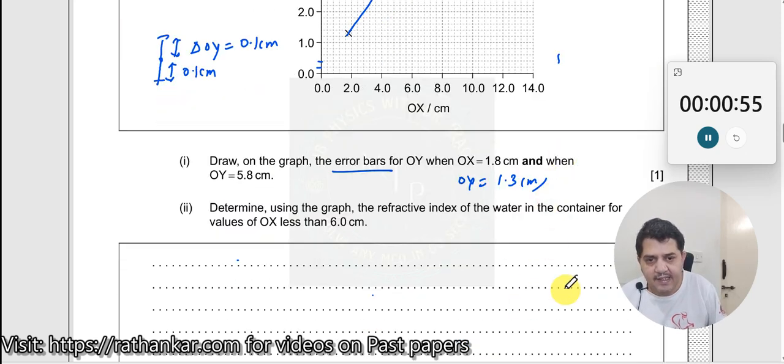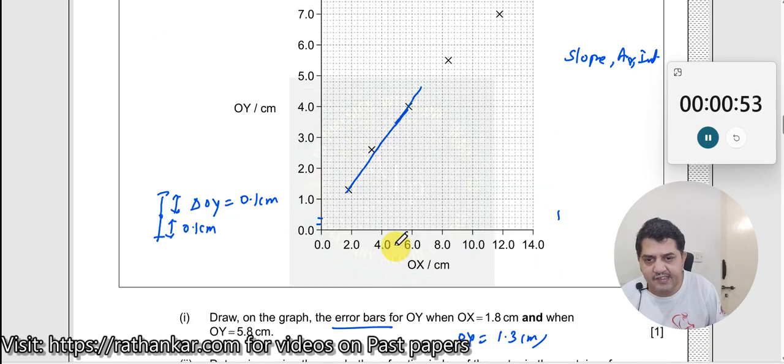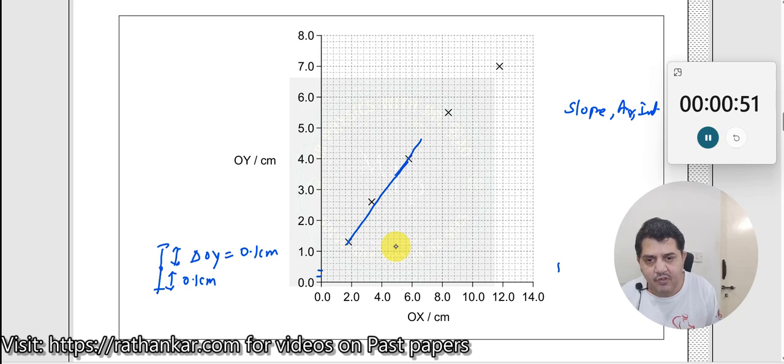Now you see, he is asking for OX less than 6 centimeter, which means he is assuming the slope can be drawn only here. See, these are some of the clues that you need to read between the lines. Now I'll take this value and this value and draw the slope here. I'll draw it like this over here.